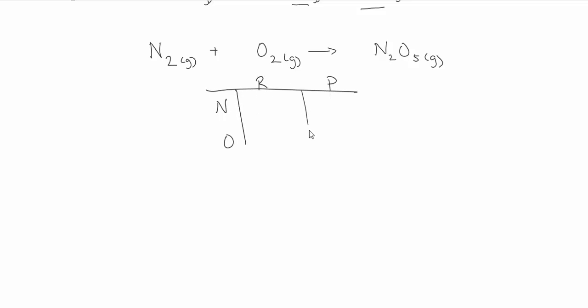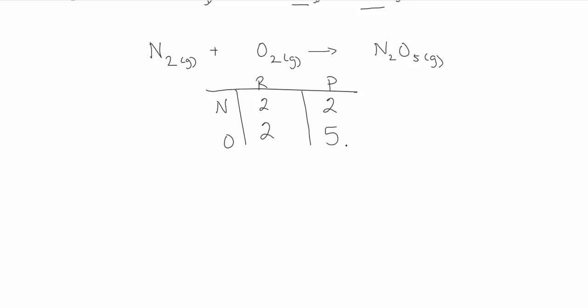On the reactant side, I have 2 nitrogen, and I can tell that from the subscript on my compound. I also have 2 oxygen. On the product side, however, I have 2 nitrogen, but I have 5 oxygen. Now, if you're comfortable with math, you could look at this as the least common factor. And once you find the least common factor, then finding the coefficients is fairly easy.